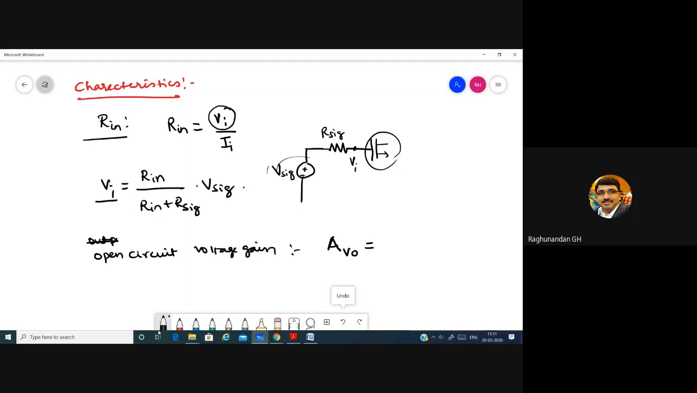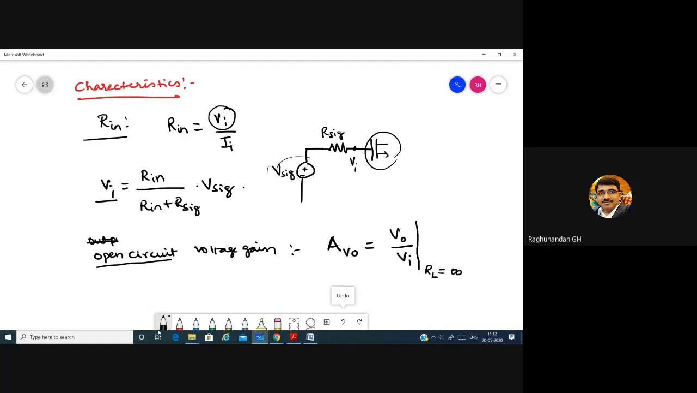AVO is equal to V naught by Vi, output voltage by input voltage. So this is the formula for output voltage by input voltage. Since we are considering the open circuit voltage gain, the open circuit voltage gain means in this case the load resistance is considered to be infinity.